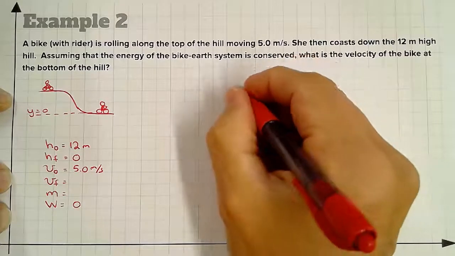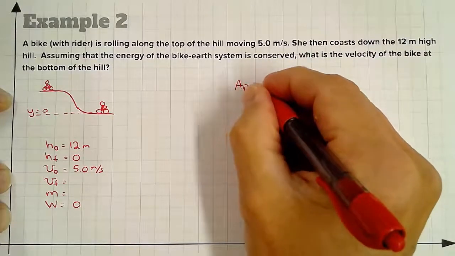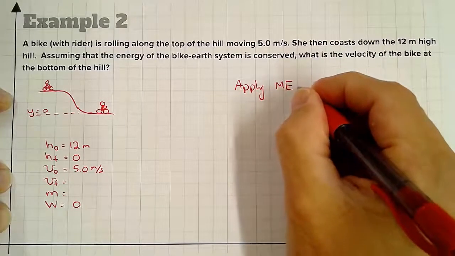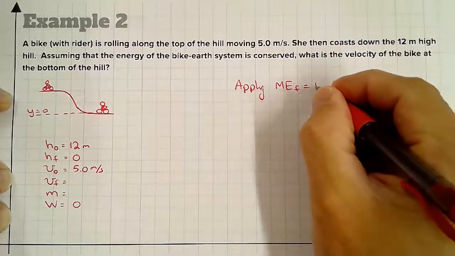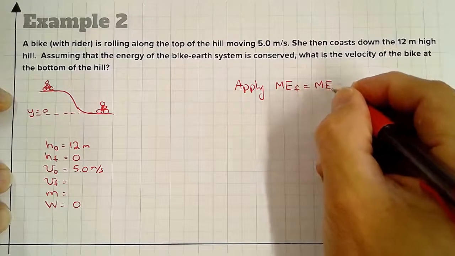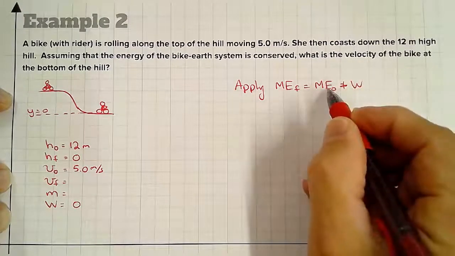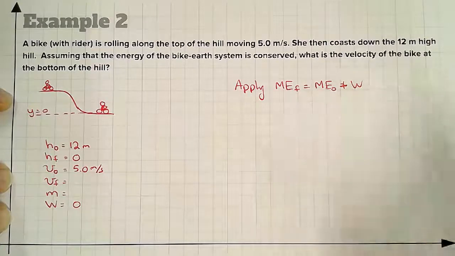So again, we are going to apply the work energy theorem. So we have to state the principle we are using. I'm going to apply the principle of the conservation of energy, which has the energy at the bottom or the end of the problem equals whatever she started with at the beginning plus any work done.